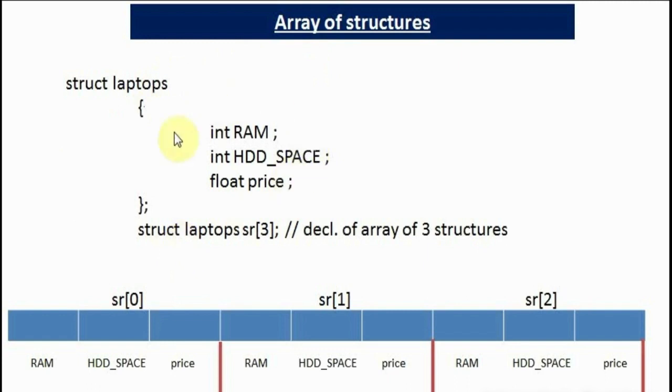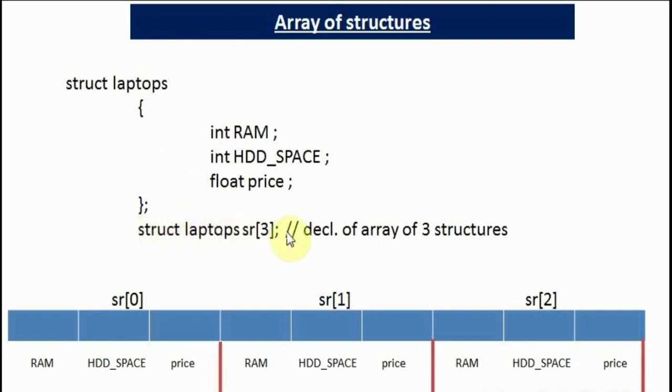Now you can see this example. In this example, I have a structure, laptops, which has the members RAM, then HDD underscore space, which is for your hard disk space, and another member, price. So this is your structure specification. Now I want to work with 3 instances of this structure. That means I want to work with 3 structure variables.